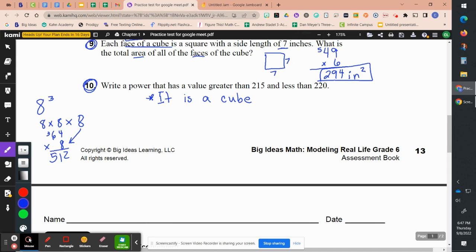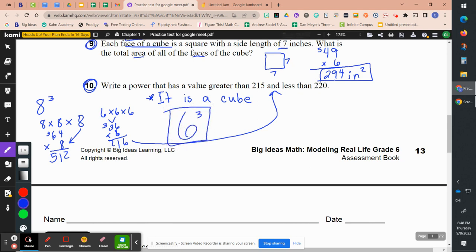We know that 5 times 5 is 25, right? And 25 times 5, or 5 quarters, gives us $1.25. So that 5 is too small. Okay, so let's just go ahead and try 6. 6 times 6 times 6. 6 times 6 is 36. Multiply that by 6 again. 18, 19, 20, 21. 216. Ooh, look at that, baby. Is 216 bigger than 215 and smaller than 220? Yes. So our answer is 6 cubed.